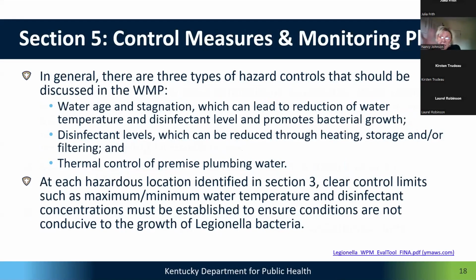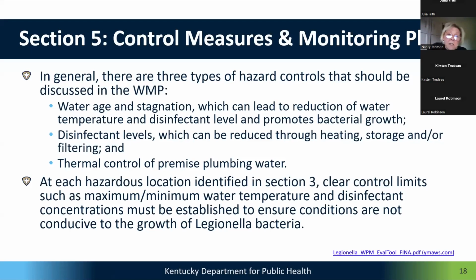So section 5, that's all in 4, and that's a big chunk that's going to take a lot of work. Section 5 is the 3 types of hazard control. How are you going to control this? There's typically 3 types. You want to make sure you have very low water age and very minimal stagnation, because that's where the water temperature goes down, the disinfection gets eaten up, and bacterial growth is promoted. You want to make sure your disinfectant levels are consistent throughout the system and that you have thermal control of the premise plumbing water. Those are 3 big areas for control.